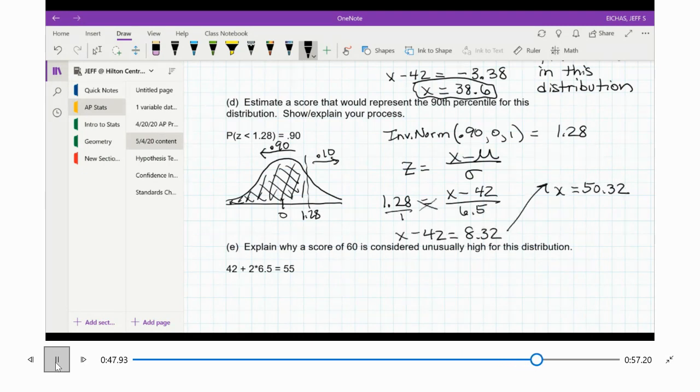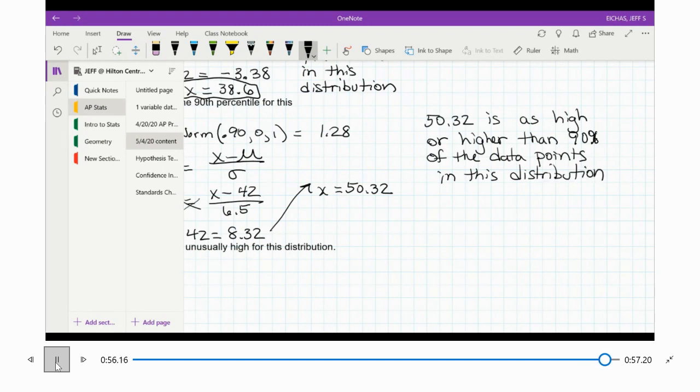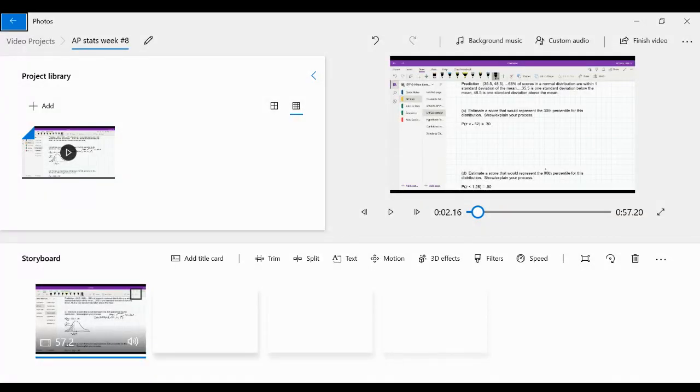And again, I'm going to explain why that's the 90th percentile. You want to make sure that the person scoring knows that you know what you're doing on this. Okay, so we'll save that. We'll go over to this. All right.